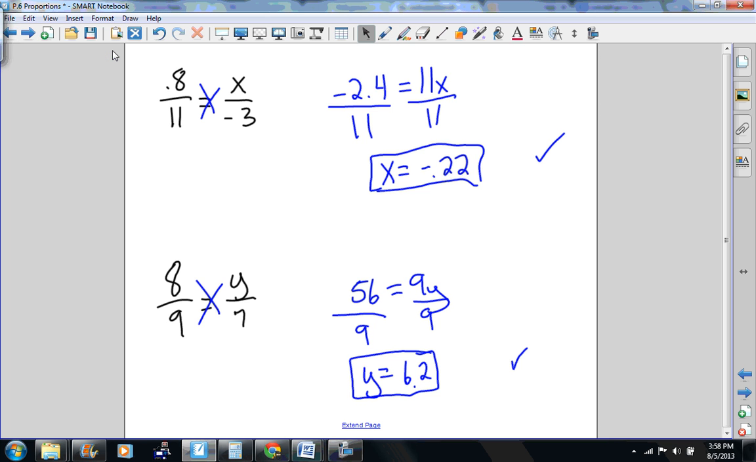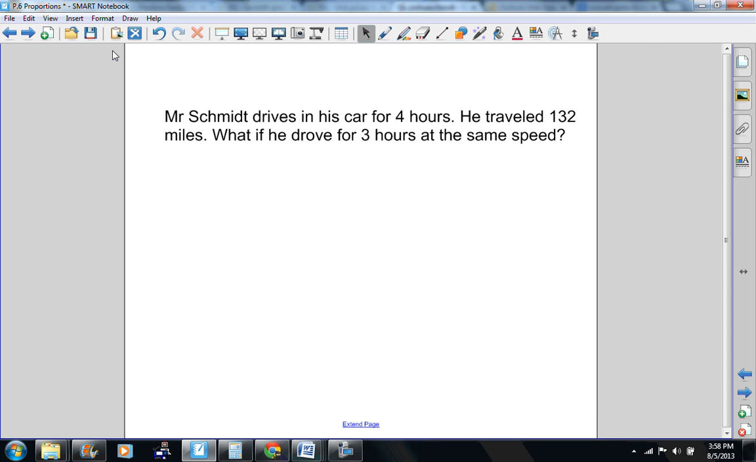So for P.7, you will be doing story problems like this and activities. So we won't do a ton of this in the first section, but you will get to some of it later. Mr. Schmidt drives in his car for 4 hours and he travels 132 miles. What if he drove for 3 hours at the same speed? How far would he go?